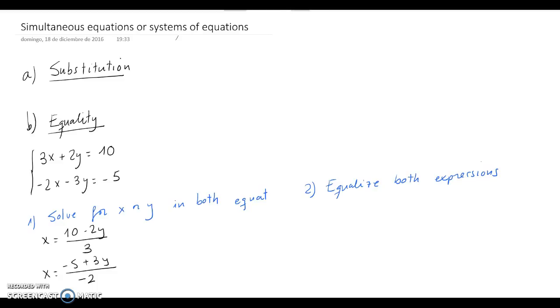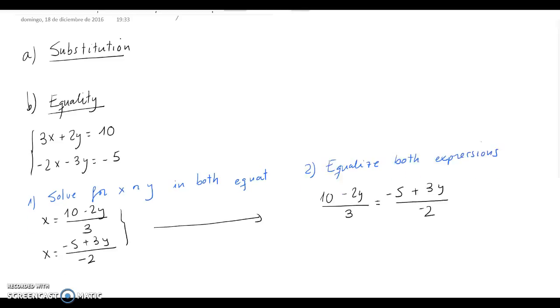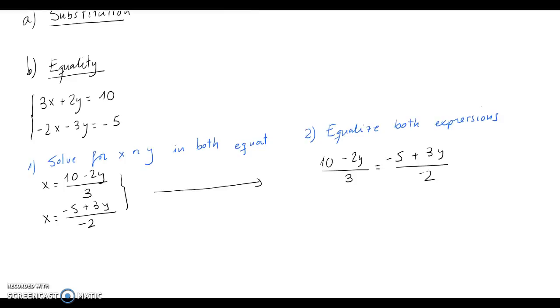Okay, what expressions? These expressions right here. Okay, so I'm going to have (10 minus 2y) over 3 equals (minus 5 plus 3y) over minus 2. To solve this, when you have one fraction equal to another fraction, we say that these fractions are equivalent. So I can cross multiply these two fractions.